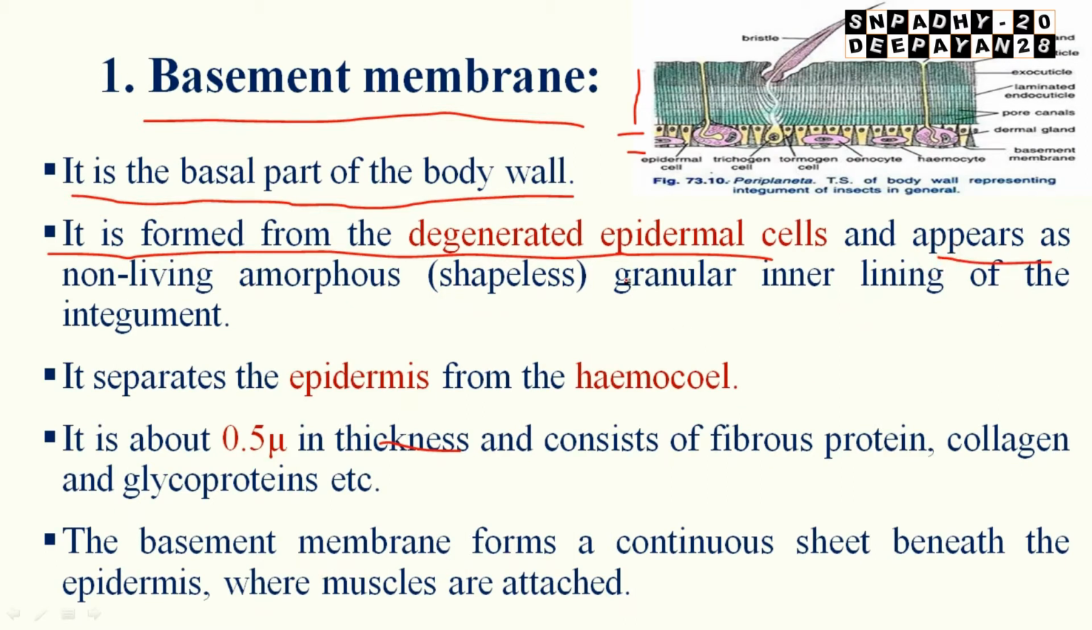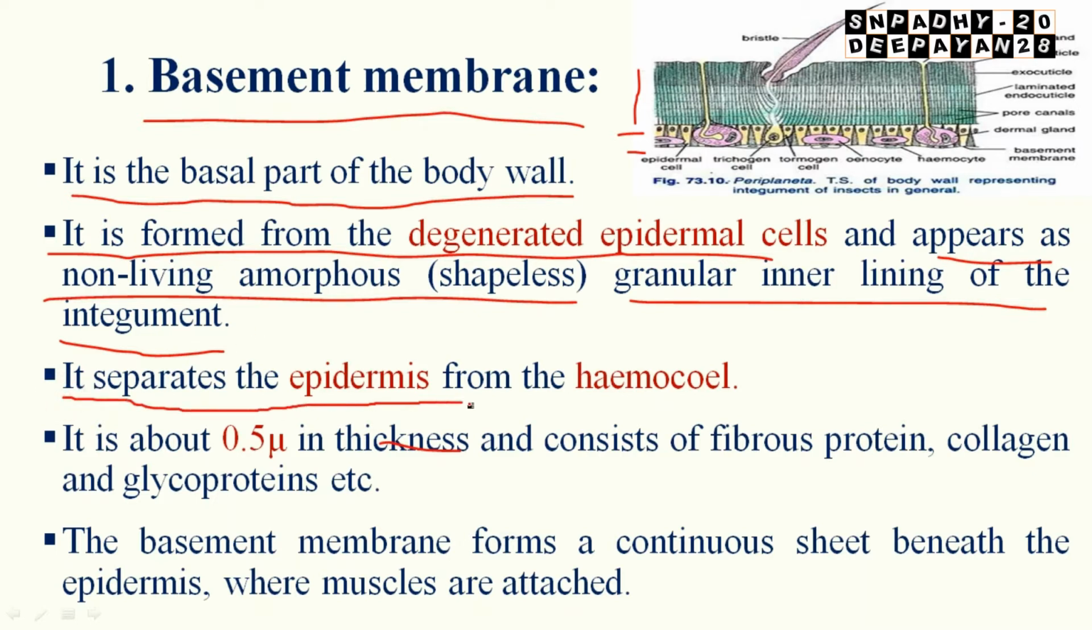Okay. Then come to how they appear. They appear as non-living. As they are non-cellular, they are non-living. Amorphous, that means shapeless, their shape always varies. Granular inner lining of the integument. Non-living, shapeless, granular inner lining of the integument is the basement membrane. Function: it separates the epidermis from the hemocoel. The epidermis function is different, the hemocoel function is different. They should not be interconnected. That's why in between the epidermis and the hemocoel, the basement membrane will be present.